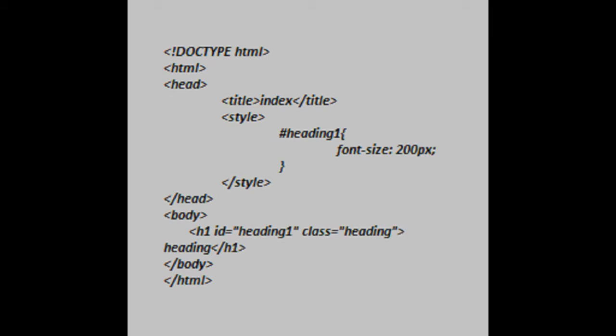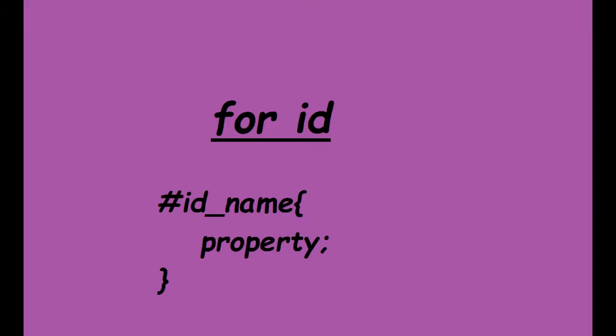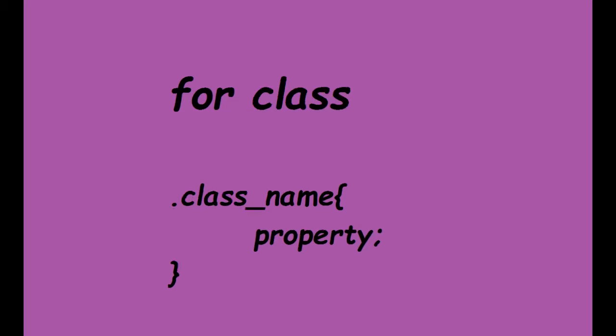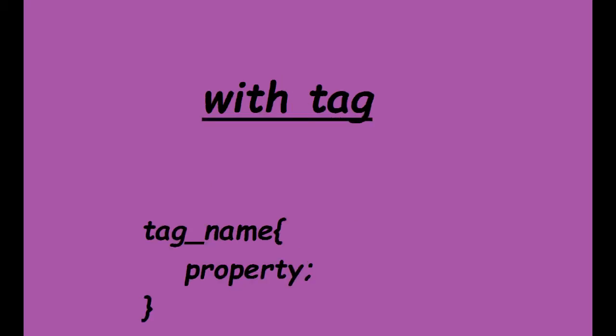Then to define the CSS part we first write a selector. Now the selector may be your ID or class or just simply the tag itself. If the selector is an ID, then before the ID name we write a hash, and if it is a class then we write a dot before the class name, and if the selector is the tag itself then we write the tag name, that is body or h1.